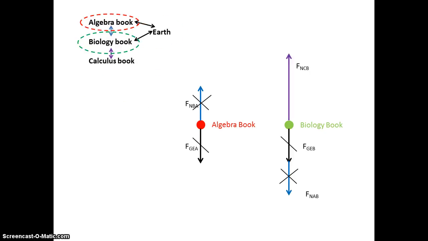The final step of this is with the biology book. Since the biology book is at constant velocity, therefore it must have balanced forces. The force that is balancing the gravitational and normal force acting on the biology book is the normal force by the calculus book acting upwards on the biology book.